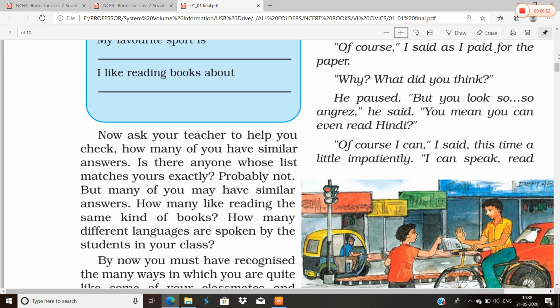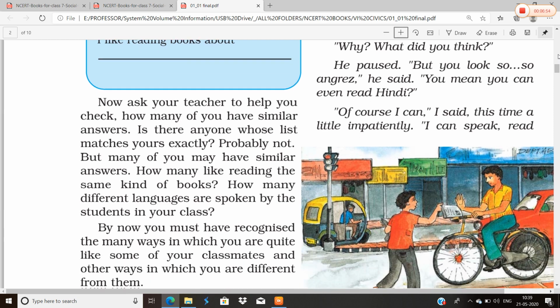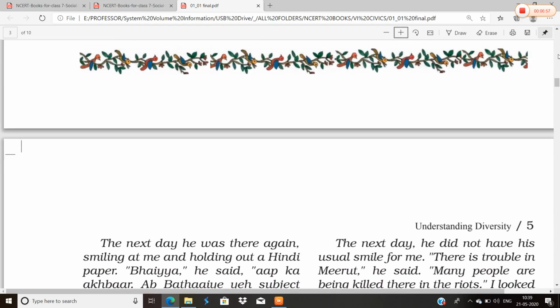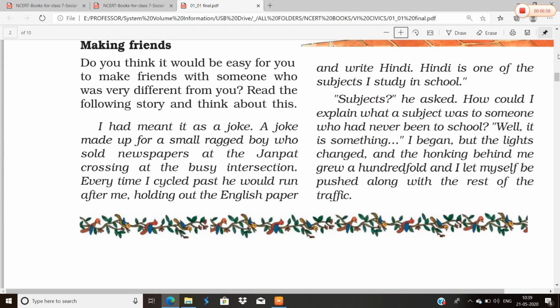This time a little impatiently, "I can speak, read, and write Hindi. Hindi is one of the subjects I study in school." Then the boy who was selling the newspaper said, "Subjects? What is subject?" he asked. How could I explain what a subject was to someone who had never been to school? How can the boy who was purchasing the newspaper explain to a boy who had never been to school, who never knew the meaning of the word subject?